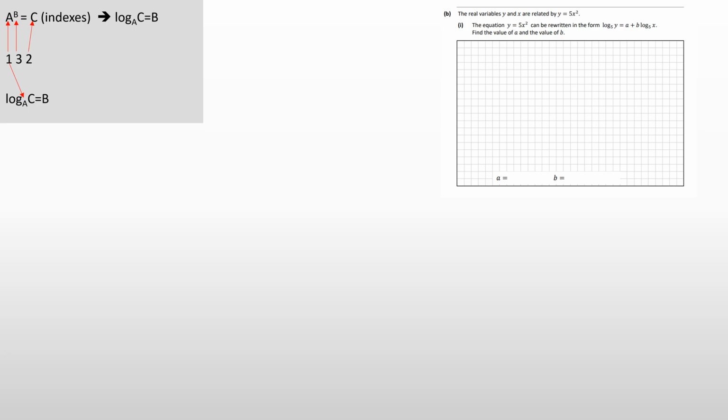The one that I labeled 2 will be the second number, so the C, and the one that I labeled 3 will be the last number. So that's how I turn that into logs. That's the general way to do that. So we're going to try to do that for ours.